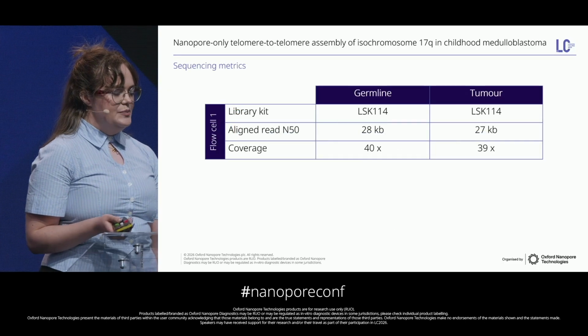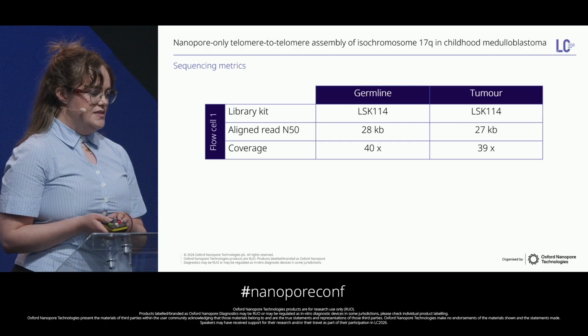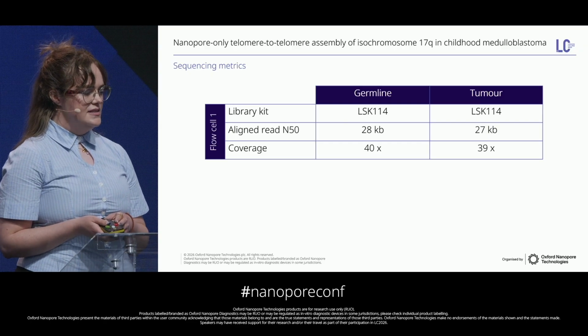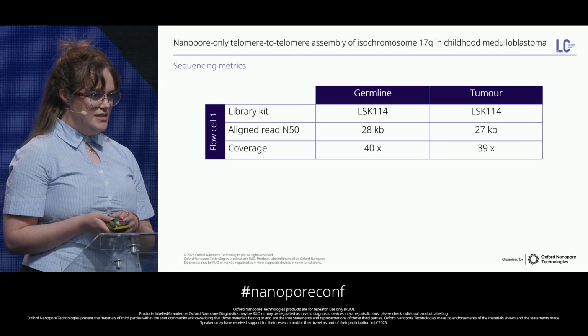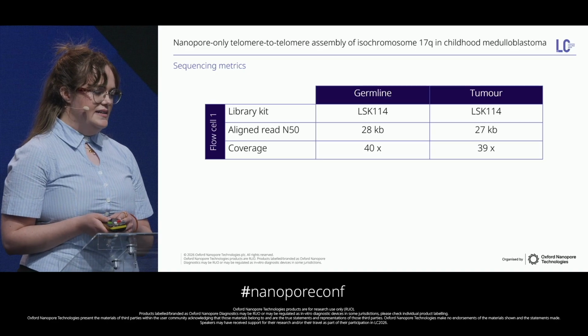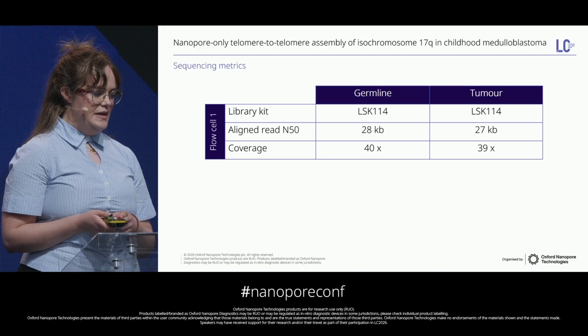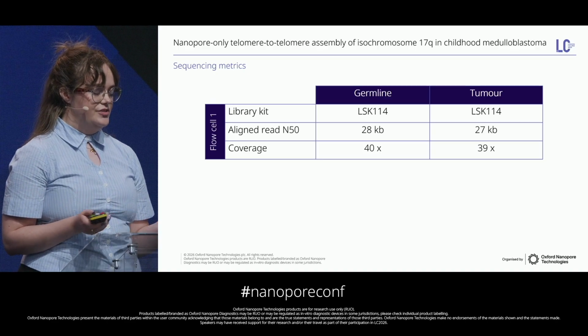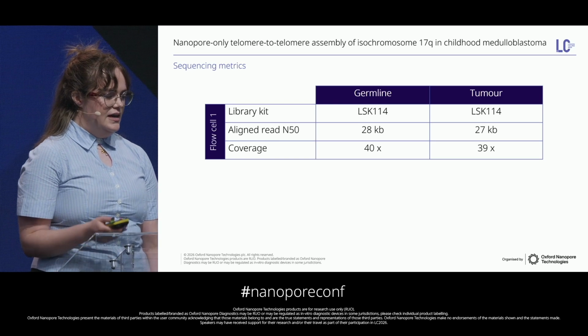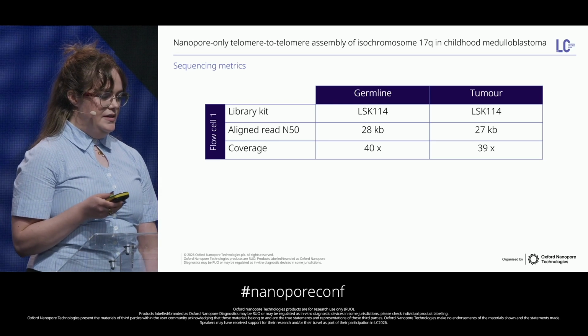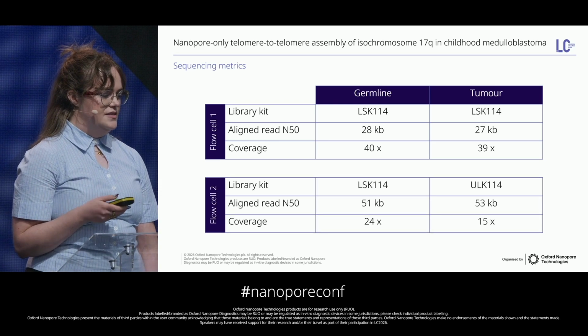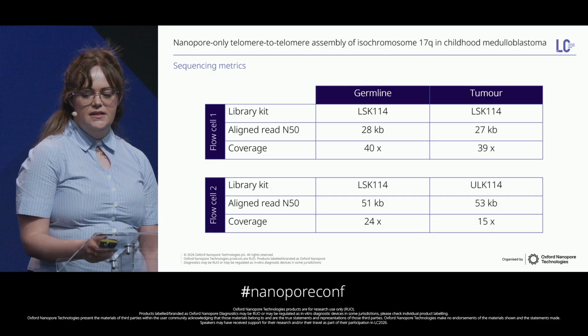So for each germline and tumor DNA, two libraries were prepared. The first one was done with the Ligation Sequencing Kit, with an aim of getting a read N50 of around 30 kb and high coverage across the whole genome. However, this isn't enough to resolve the most complex of regions, and for that I needed longer read lengths.